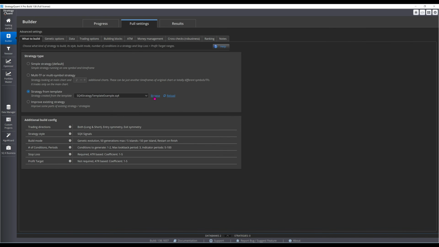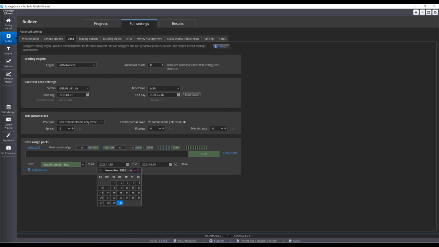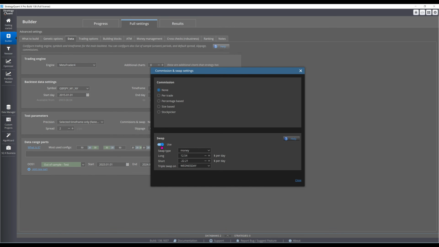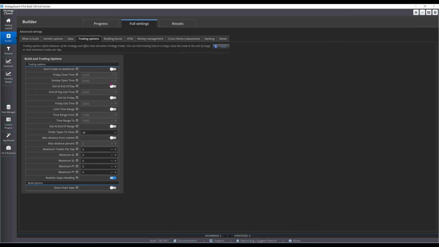Load it up into the builder when selecting strategy from template. I will run backtest from 2015 onwards on the 30-minute pound yen. The first 8 years will be used for in-sample optimization, while 2023 and 2024 will be used for out-of-sample testing. Configure your trading costs as per your broker. Under trading options, I will only specify a weekend close at Friday 2300 hours.